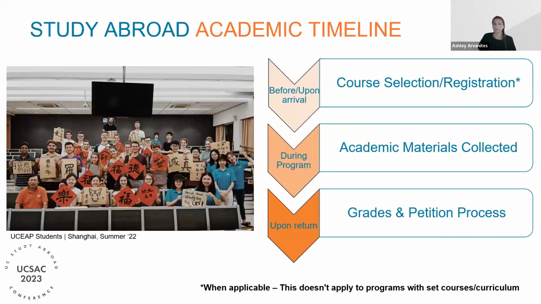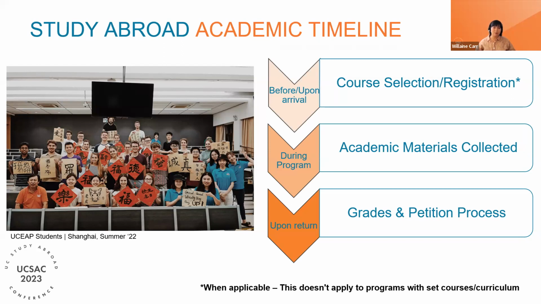All right, now we're on to the academic timeline. With the exception of UC curriculum programs, students will finalize their course selections close to departure or upon arrival. Again, students are informed that their academic advisors may only give preliminary approval for a course to count as major credit prior to the start of the program. Once a student is on site and has access to their course syllabus, they are advised to send it to their academic advisor for a more thorough review.